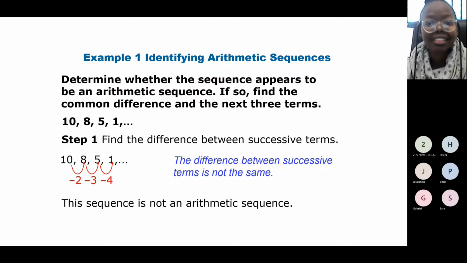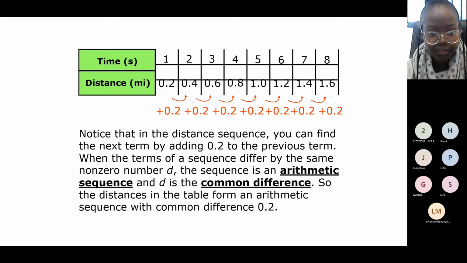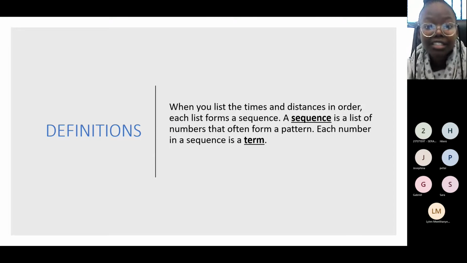Okay, thank you for the question. Let me go back to the first slide where we have a definition. An arithmetic sequence is a sequence. First, a sequence itself is a list of numbers that often forms a pattern, and each number in a sequence is a term. But now there are different types of sequences, arithmetic and geometric.